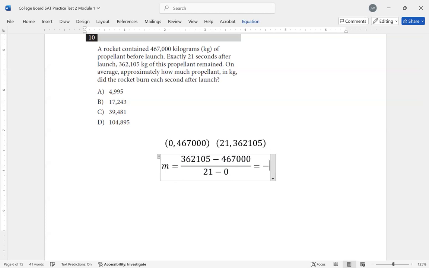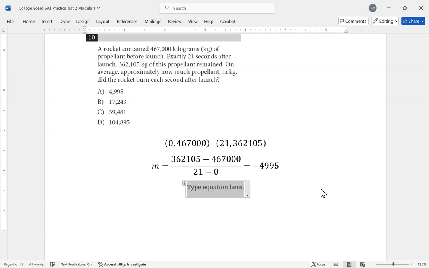You end up getting a negative 4,995. Subtract first, get that. That means that we're burning 4,995 kilograms per second. And the answer there is obviously A. So the answer to question 10 is A.